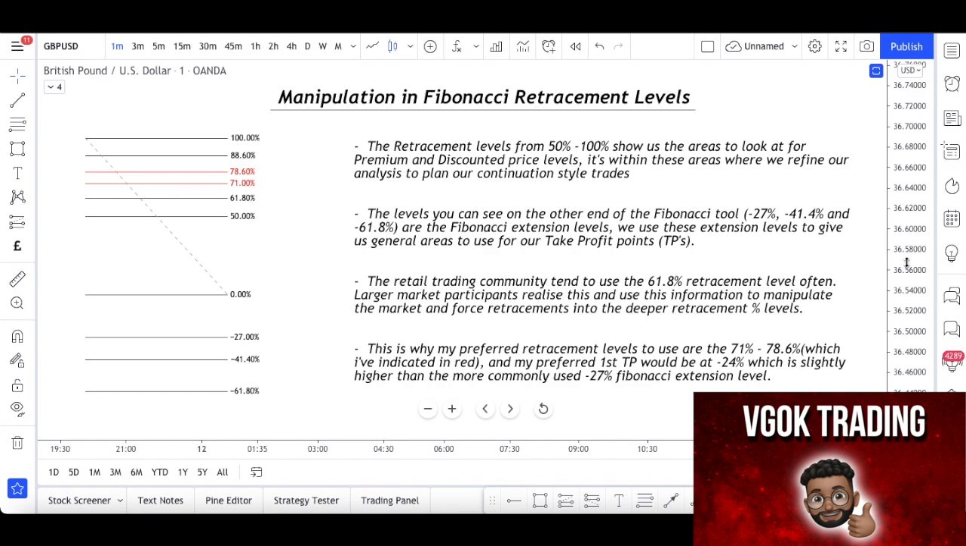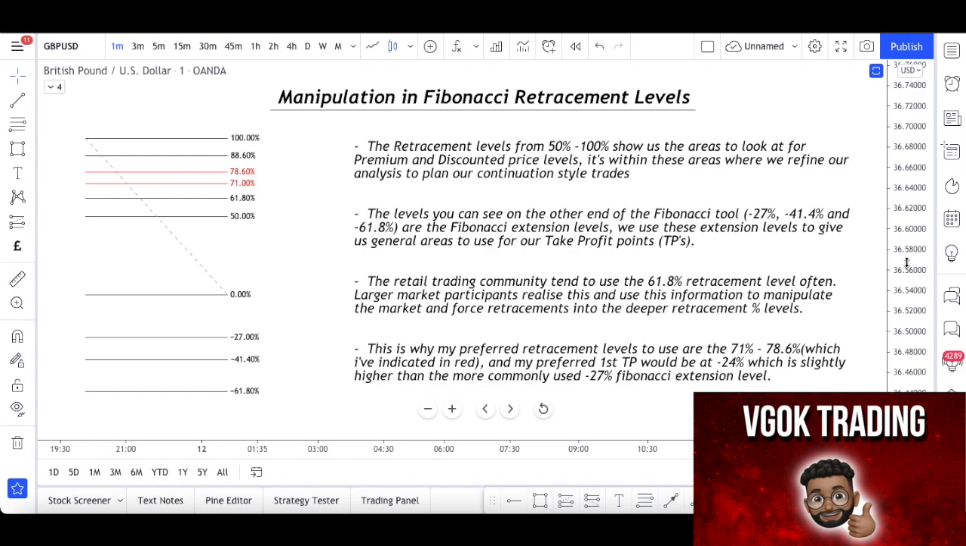to be hit. Now, it's for this very reason that my preferred retracement levels that I like to use are the 71 to 78.6%. And sometimes I do like to stretch that to the 88.6% as well. And as you can see from that image on the left, which I've got for you guys right there, I've indicated that in red.